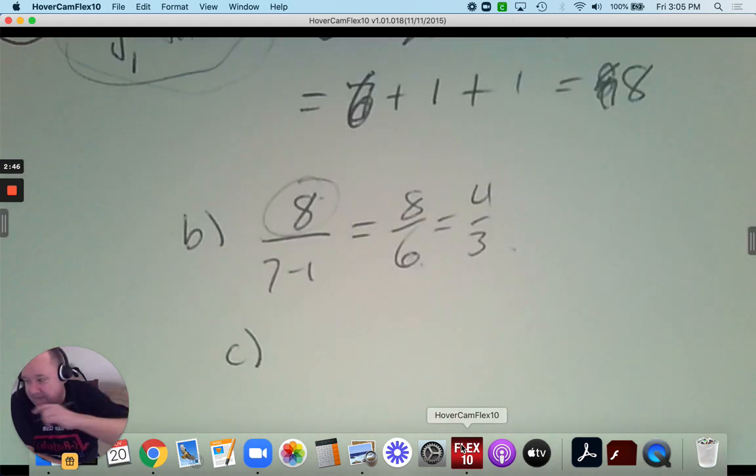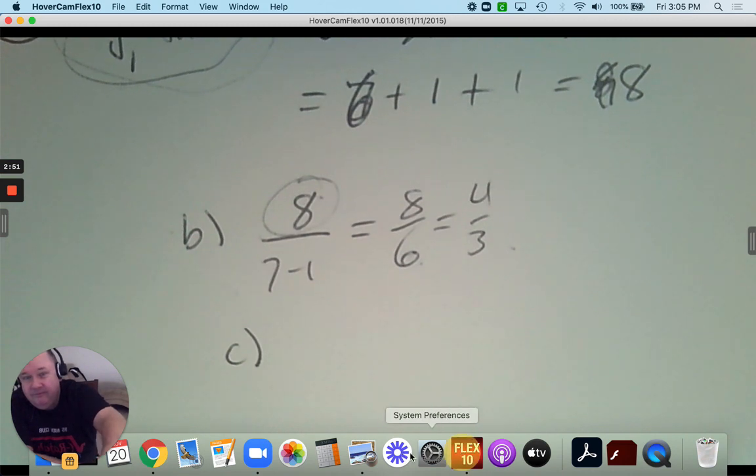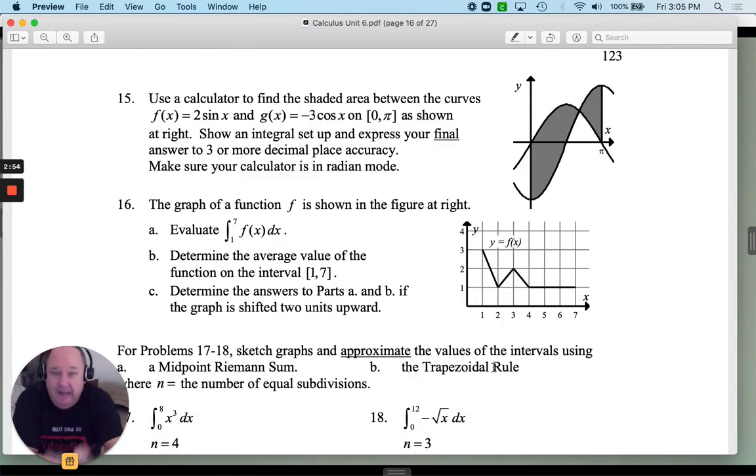Part C. Determine the answers to parts A and B if the graph is shifted 2 units up. So if I shift everything up 2 units, it creates a bigger rectangle. And so you have to add that rectangle 2 units up. And so that rectangle 2 units up would be 2 by 6. So I'd have to add 2 times 6. That rectangle, 2 by 6.